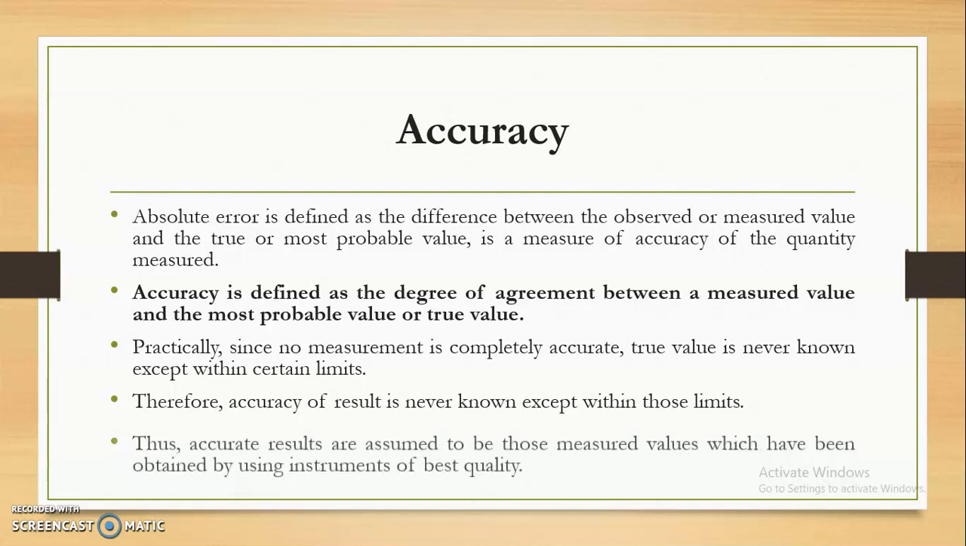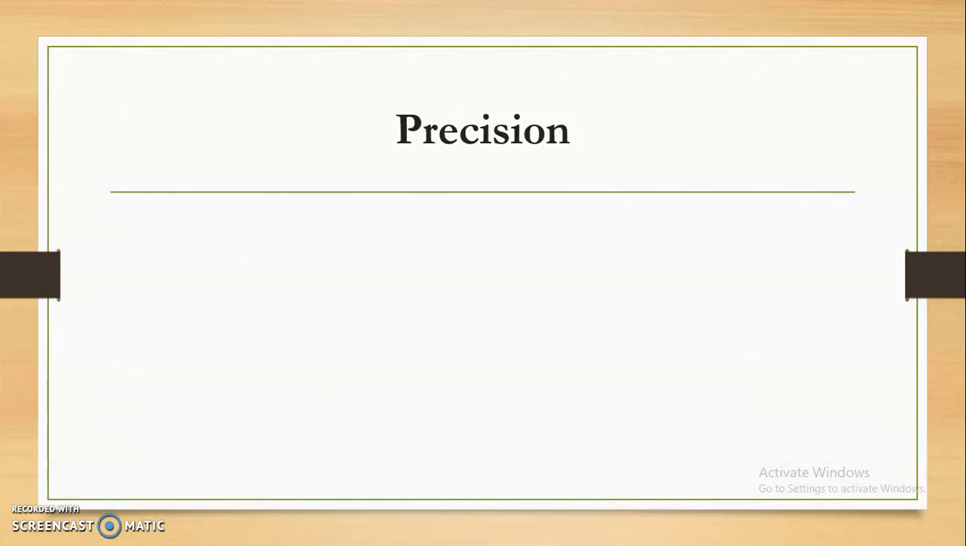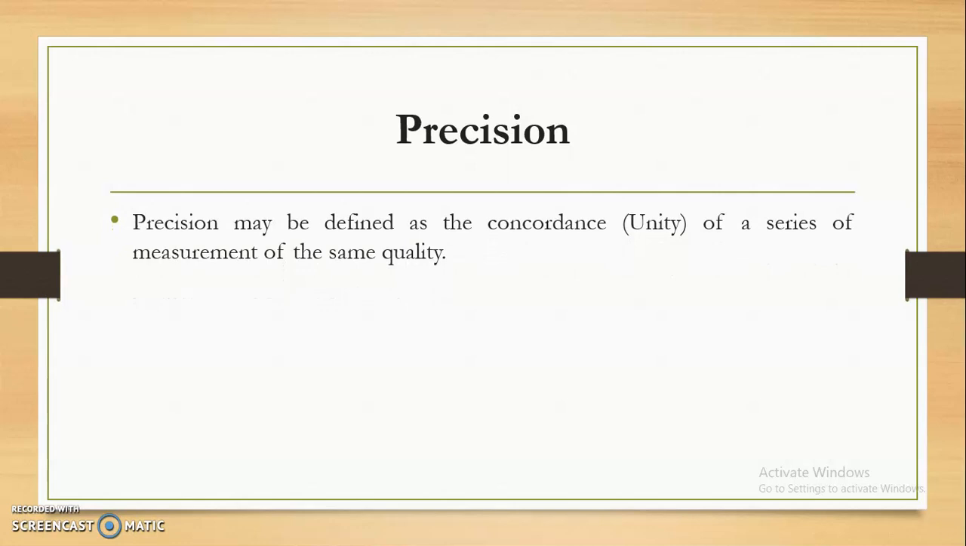Thus, accurate results are assumed to be those measured values which have been obtained by using instruments of the best quality. Then we will see precision. Precision may be defined as the concordance, that is the unity, of a series of measurements of the same quality. Suppose we are going to perform the analysis, the same example, and we get 3 different results, as in parallel determination where we measure 3 different results. If these results are closer towards each other, then that is known as precision.